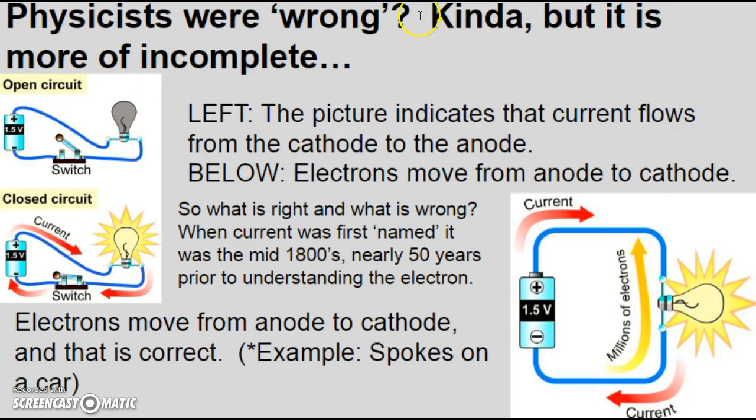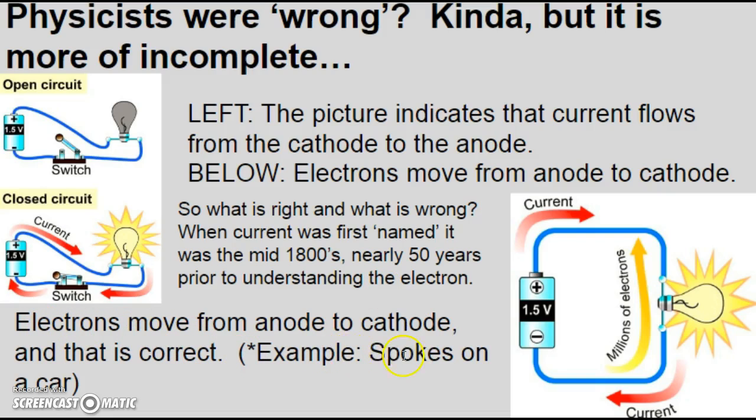So were physicists wrong? Well, kind of, but it was more of an incomplete picture at the time. If we look here, we'd see that the picture indicates flow from cathode to anode, right? We know this, but electrons actually move from anode to cathode. So what is right and what is wrong? Well, when current was first named, it was in the mid-1800s, nearly 50 years prior to understanding the electron. That electrons move from anode to cathode, and that is correct.